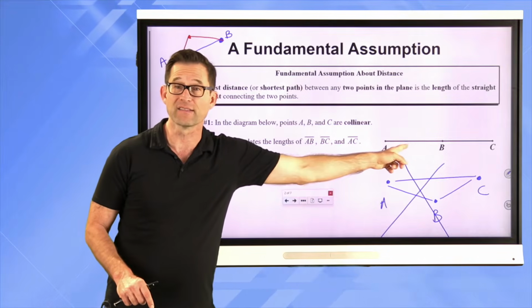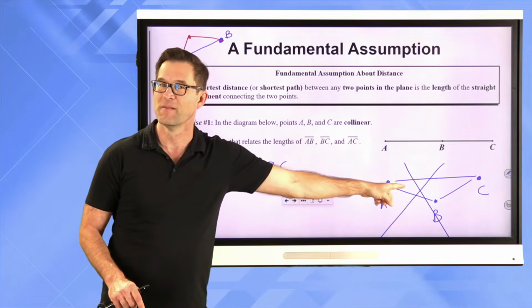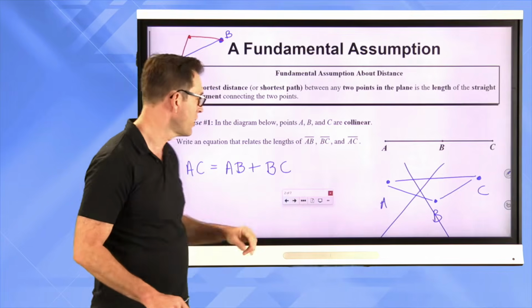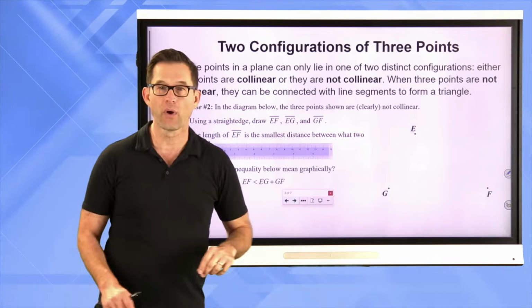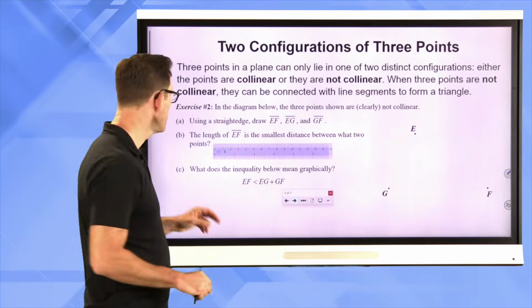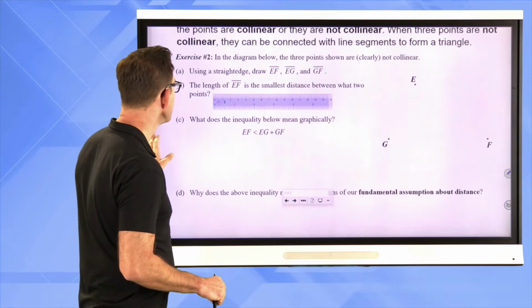That's what we would get. That's not a triangle. On the other hand, if the 3 points aren't collinear, they can be connected to form a triangle. All right, so let's take a look at exercise 2 right now and see what we're getting at here.